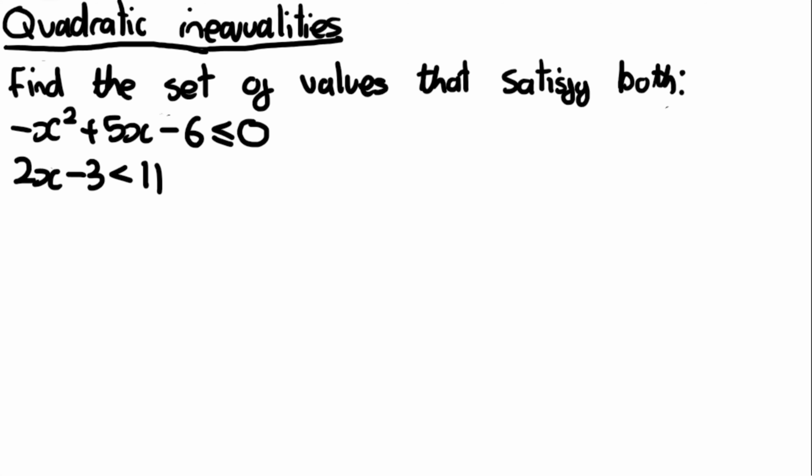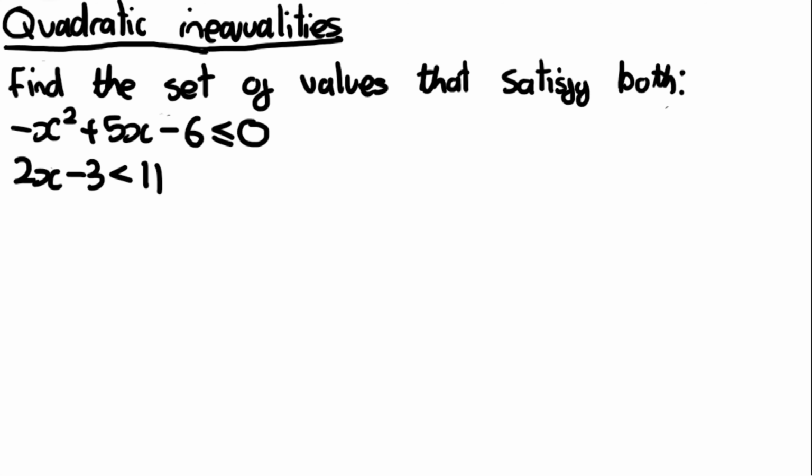Really quick, it doesn't specifically say this on the specification, but like simultaneous equations, I've never seen them ask a question where they want you to find the set of values that satisfy two quadratics. If they're going to ask a quadratic, one of them will be a quadratic and one of them will be a linear. So don't stress about two quadratics.